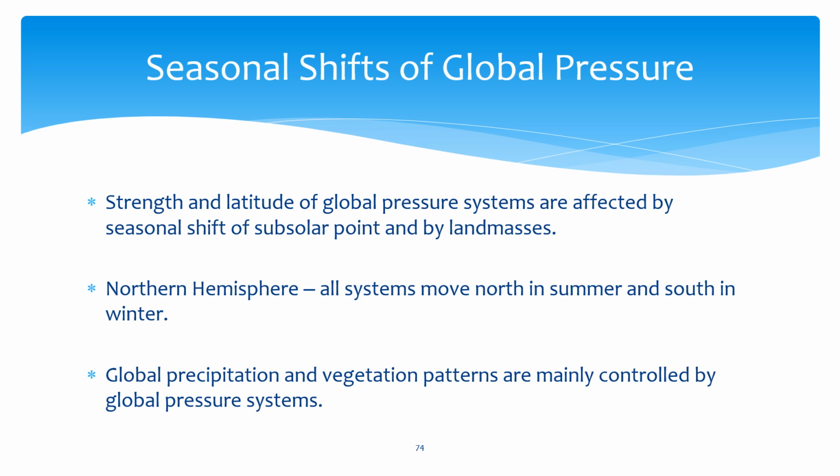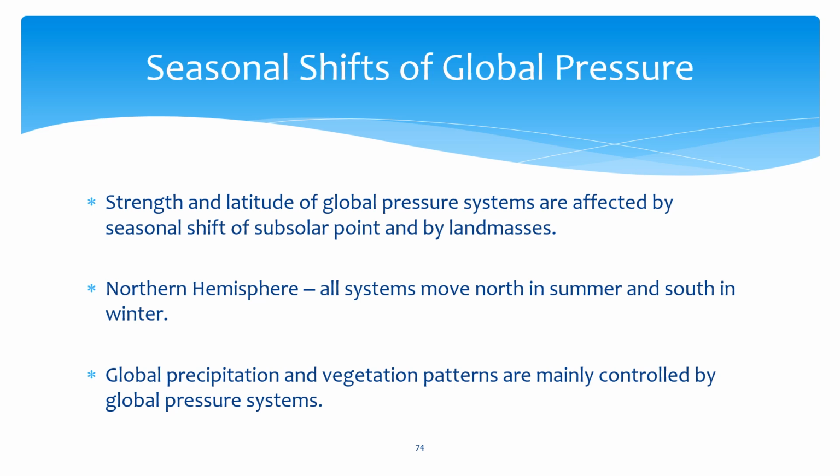Now, this has some serious implications for our global precipitation patterns and our vegetation patterns, because these are mainly controlled by global pressure systems. And if those are moving up and down, you can imagine that there's going to be some sort of influence on the amount of precipitation, and the vegetation, the plants that an area has, are dependent on how much water they're going to get, how much precipitation.